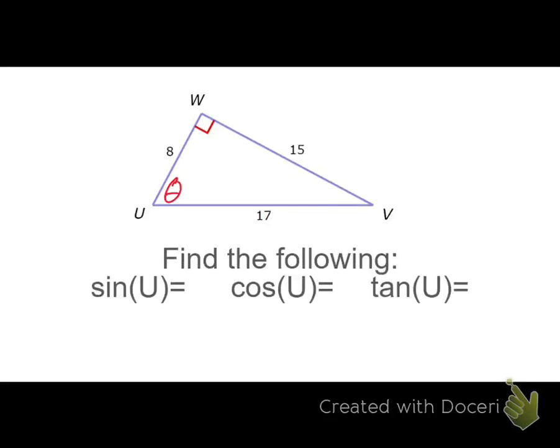So I'm going to start here. That's my opposite. What else can I label on this triangle? Hypotenuse should be 17. It's across from the 90-degree angle, which leaves 8 to be our adjacent.